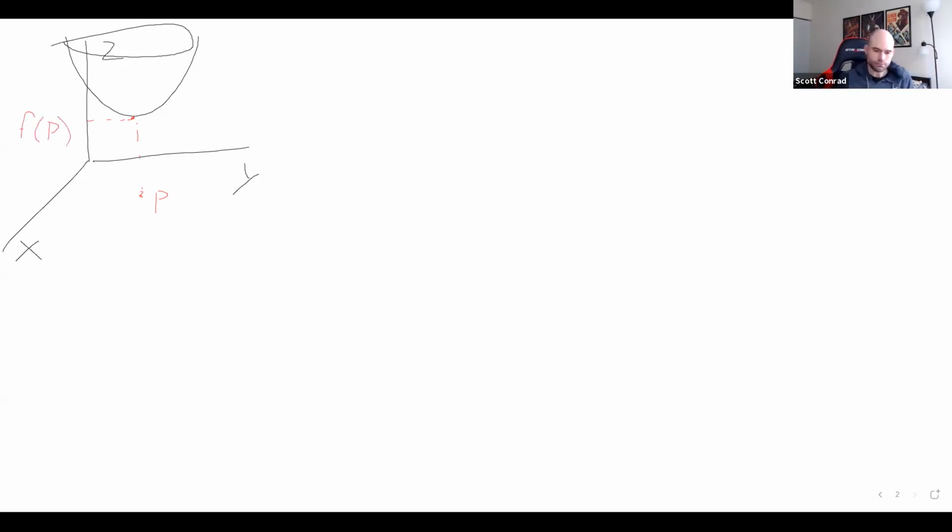Okay. So if you look at the lowest point on the graph here, the x and y coordinates, we'll call it, I don't know, A, B, but we'll just call it the point P for short.